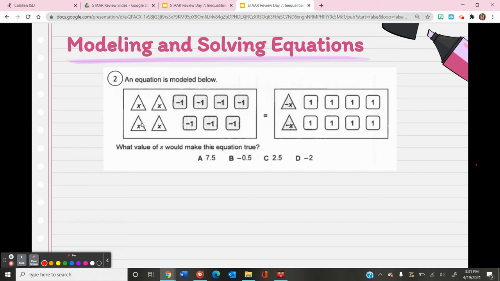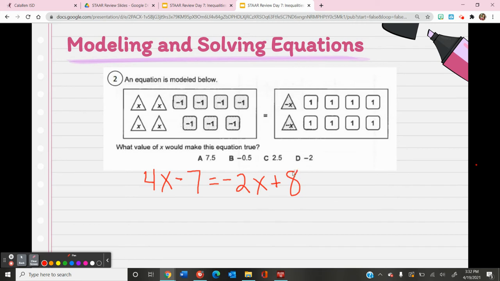So here I have 1, 2, 3, 4 x's. So here I have 4x. And then I have 1, 2, 3, 4, 5, 6, 7 negative 1's, so 4x minus 7. And this equals 1, 2 negative x's, so negative 2x. And then plus 1, 2, 3, 4, 5, 6, 7, 8, so plus 8.